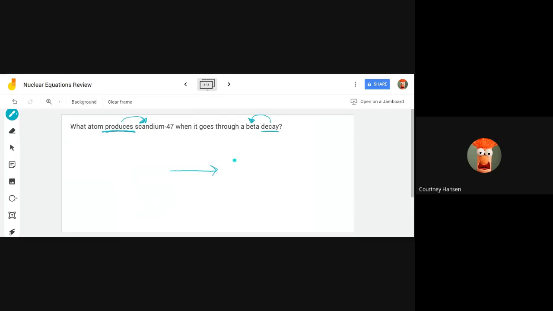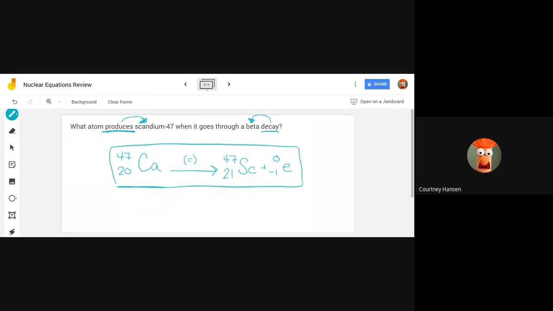So I'm going to go ahead and put scandium-47 after my arrow, as well as my beta particle. I need to figure out what I started with. So here we go. Our arrow is our equal sign. 47 plus 0 is 47 again. 21 plus negative 1 is 20. Element 20 is calcium. And there we go.